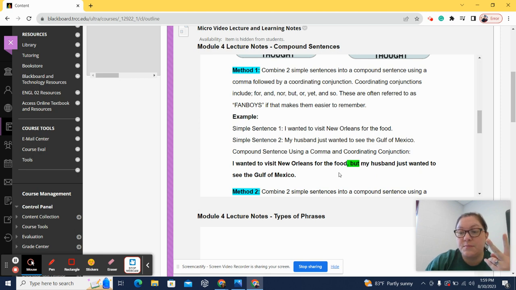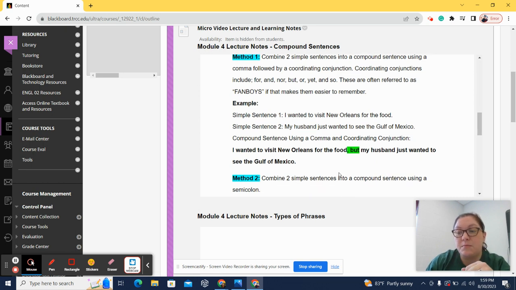So again, I have 2 simple sentences. I combine them with a comma first, then a conjunction. You can't do the conjunction, then a comma. That ends up being a run-on. That's not correct punctuation. So it always has to be the comma first, followed by the conjunction, and your list of optional conjunctions are up here.